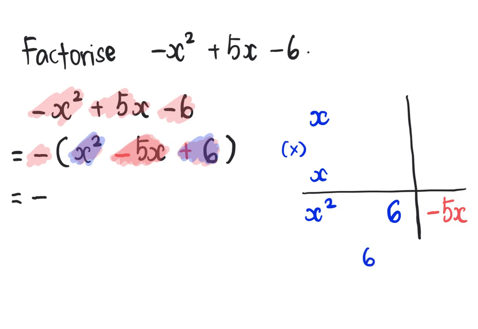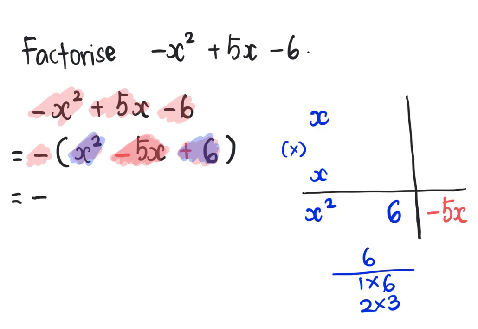As for 6, 1 times 6, 2 times 3, I must be able to choose the one that when I add or minus, it gives me a negative 5, and at the same time, when I multiply them, it gives me back my positive 6.